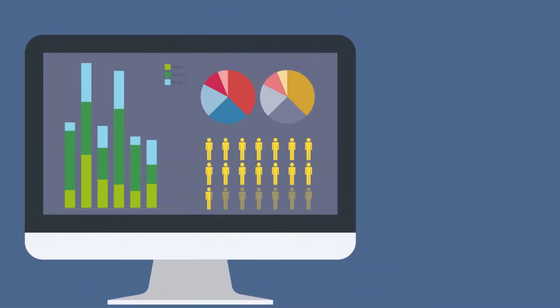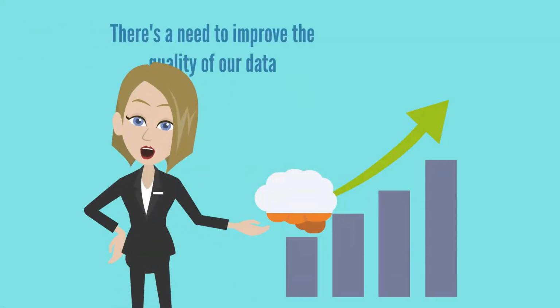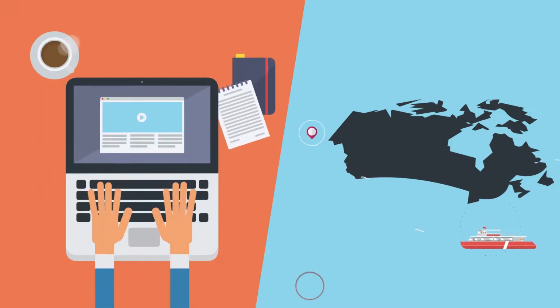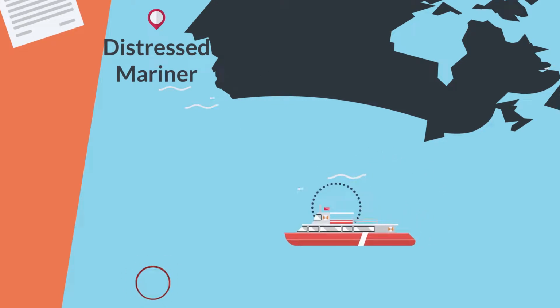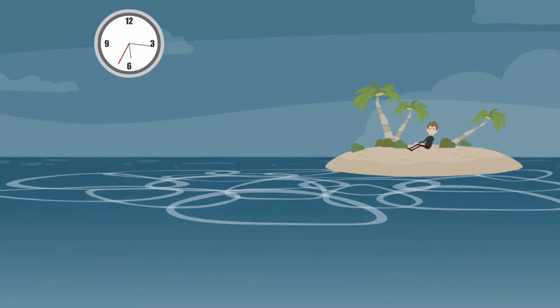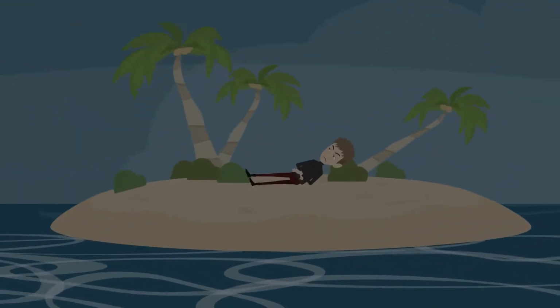While using analytics and AI is possible for some things at Coast Guard or DFO today, the need to improve the quality of our data cannot be overlooked. It would be ineffective and possibly even dangerous to use bad data to feed a prediction model. For example, this could put the life of the mariner we described earlier at risk if the prediction model uses bad data to predict his location.